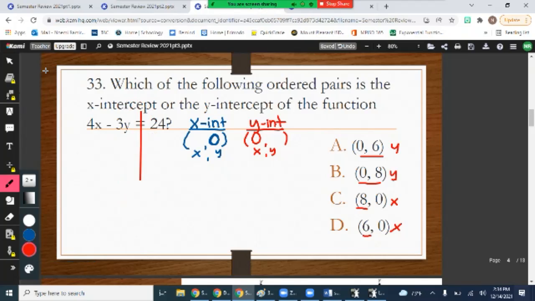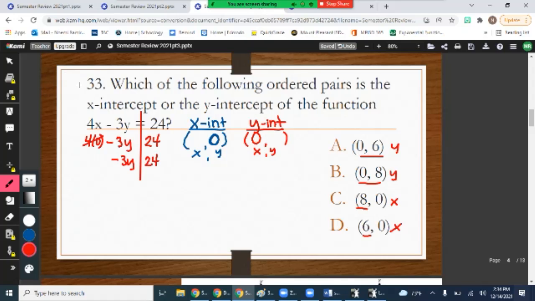First, I'm going to change this x to 0. I'm going to substitute. I'm going to swap it. Everybody understand what I'm doing? I'm just switching it to 0. So anything that multiplies by 0 is going to cancel out. I'm left with -3y and the 24.